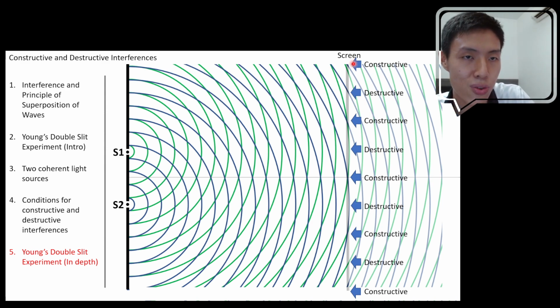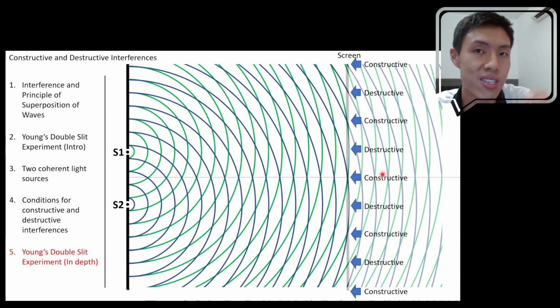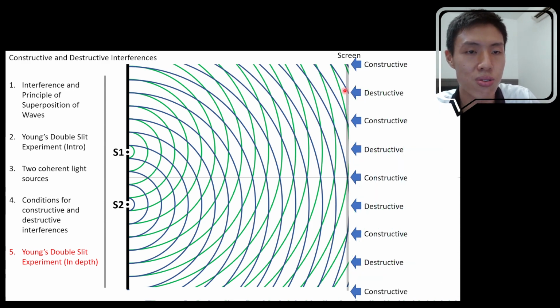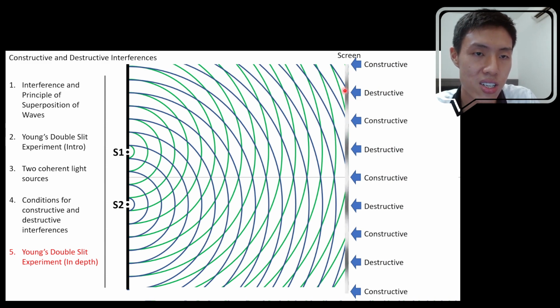So this is what you can observe if you place a screen over here. Because constructive is supposed to enhance, you see a bright spot over there. Whereas for a destructive point, they are cancelling each other out, so you will see no light at this point. So bright light, no light, bright light, no light. What you can see is actually alternating bright and dark fringes.